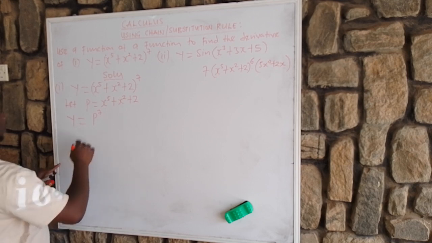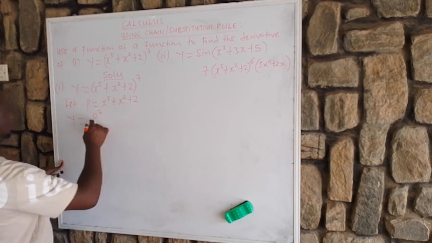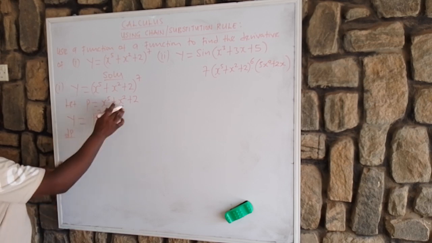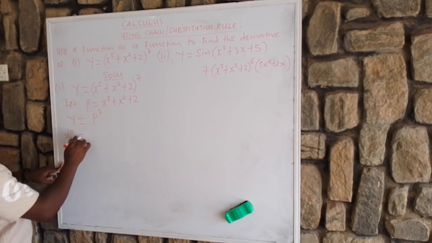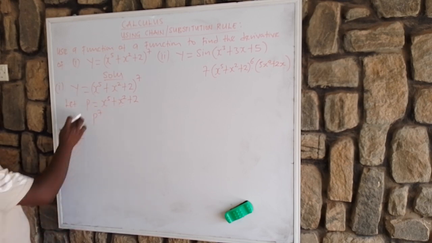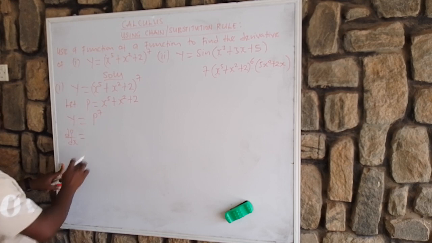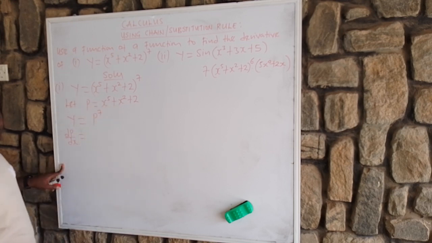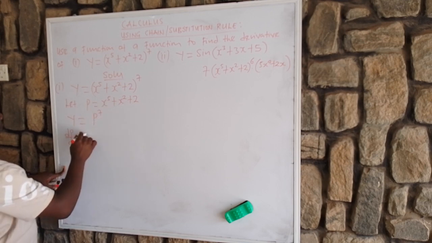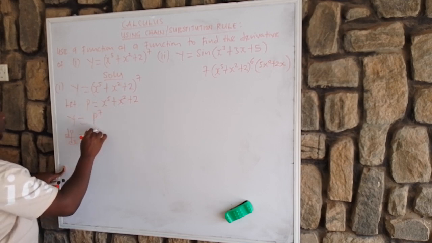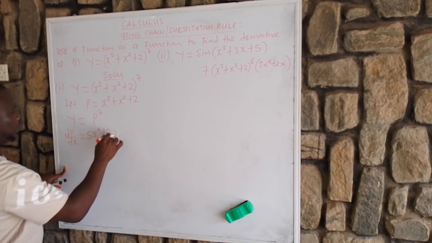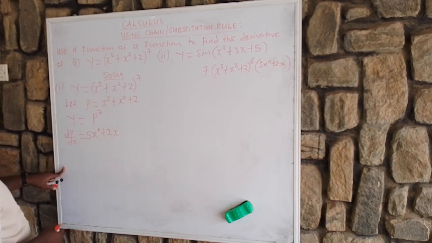So if we differentiate dp over dx, because we are differentiating this p with respect to x, because now p is the dependent variable, now x is the independent variable. True or false? Okay, so if we differentiate this, we are going to have 5x raised to the power 4, plus 2x. This is a constant, it gives you 0.